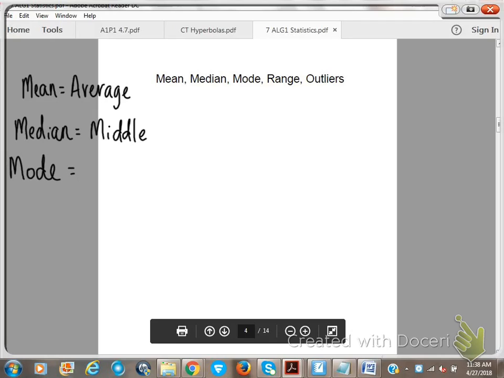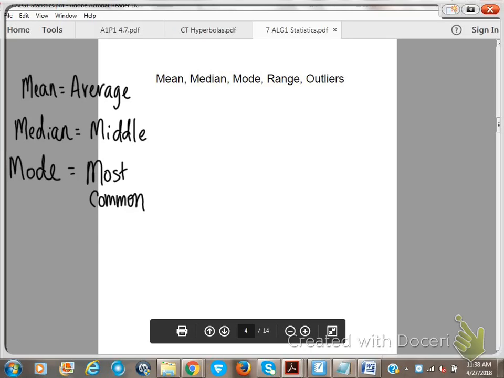Axel, what's the mode? Hint, it means a word that starts with M-O. It's the most common word. Mode and most common. Very good.